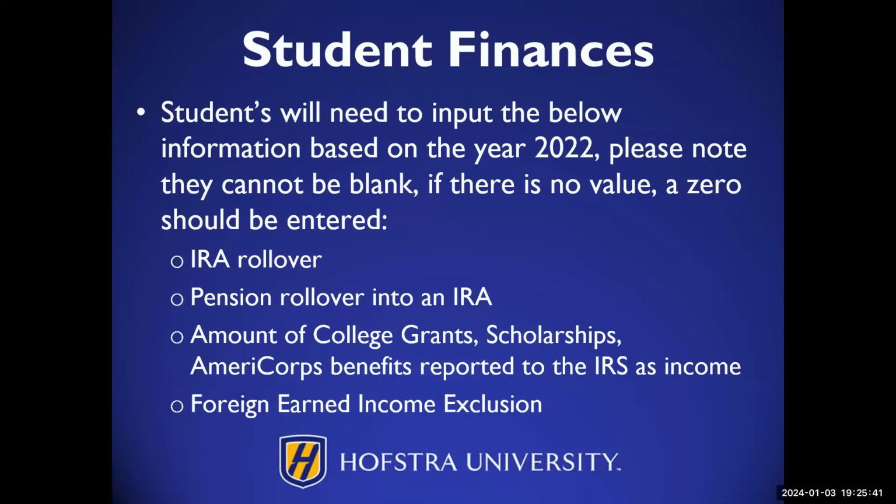The questions that do need to be inputted, even for the student, as not all students may have these, but you would have to indicate 0, would be an IRA rollover, pension rollover into an IRA, amount of college grants, scholarships, or AmeriCorps benefits that are reported to the IRS as income, or foreign earned income exclusions. Again, this may not apply to the students. It is a section on the FAFSA. They would just have to indicate all 0s.